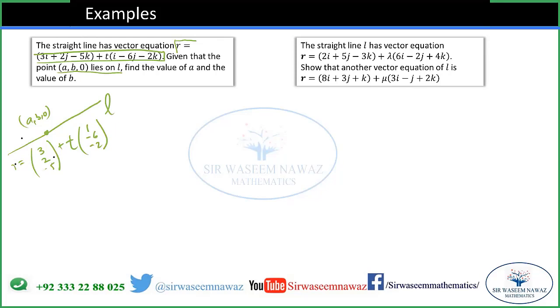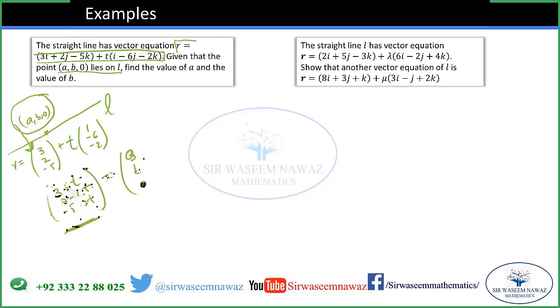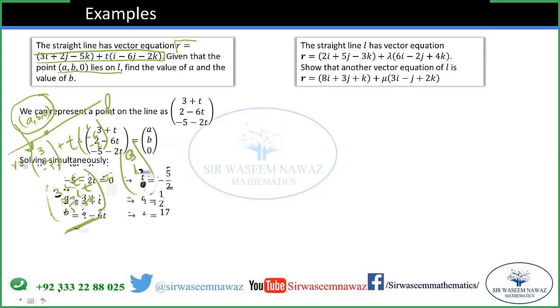Since this point is passing through this line, this point must satisfy this equation. So if I make a generic point, that is (3 plus t, 2 minus 6t, -5 minus 2t). So it means this equation of a line must satisfy this point. So I can equate them, that is equal to (a, b, 0). And when I solve these, we can make simultaneous equations.